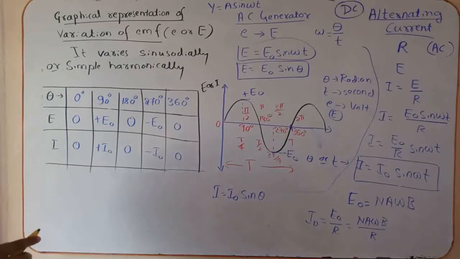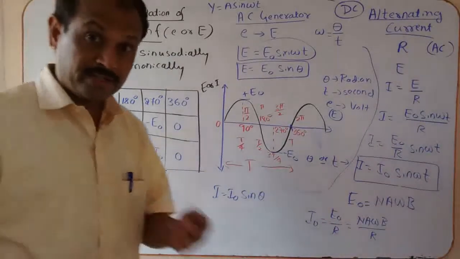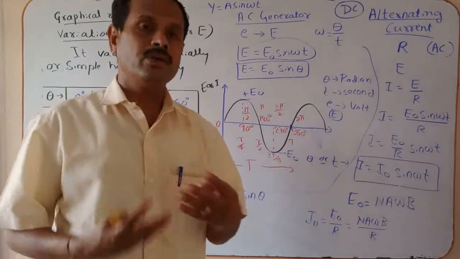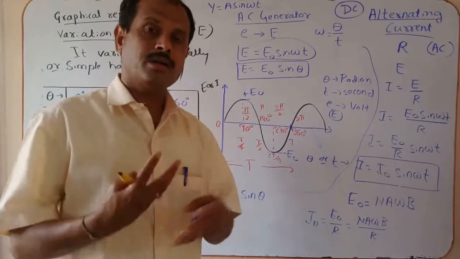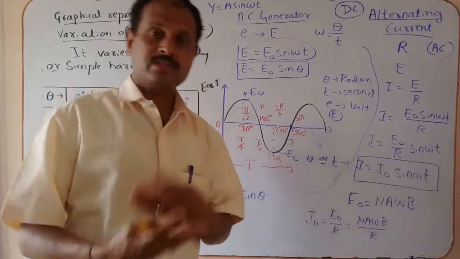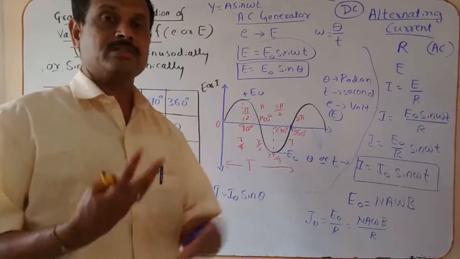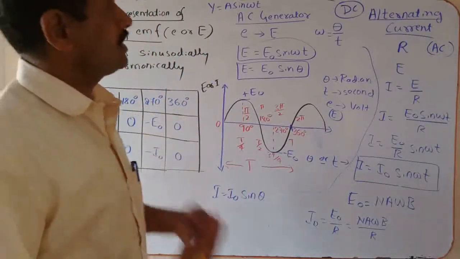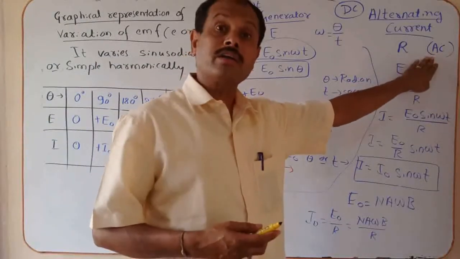Alternating current means the current whose magnitude varies periodically, simple harmonically, sinusoidally, and which also reverses its direction periodically. Such a type of current is said to be alternating current.